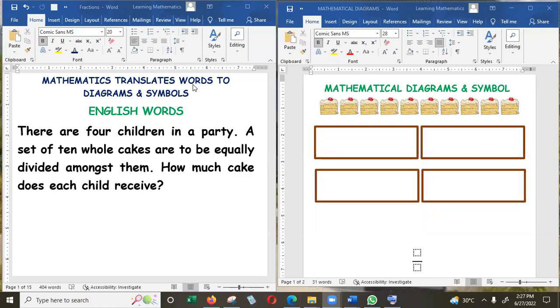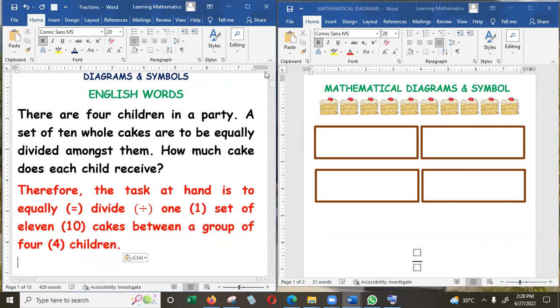Mathematics translates words to diagrams and symbols. English words: there are 4 children in a party. A set of 10 whole cakes are to be equally divided amongst them. How much cake does each child receive? So the task at hand is to divide a set of 10 whole cakes equally amongst 4 children.